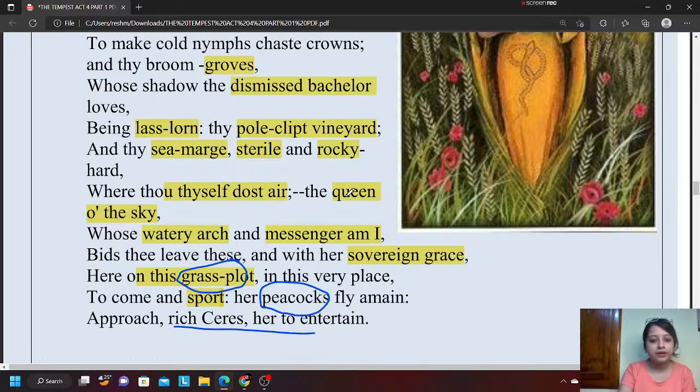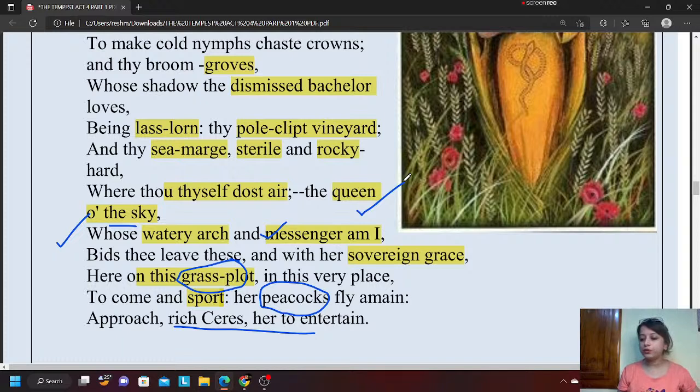The first one, who is this Iris? Okay, see, she is the watery arch, goddess of the rainbow, and messenger of the Queen of Sky, Juno. Who is Juno? The Queen of Sky. Who is Ceres? Of course, the goddess of agriculture, and earth.